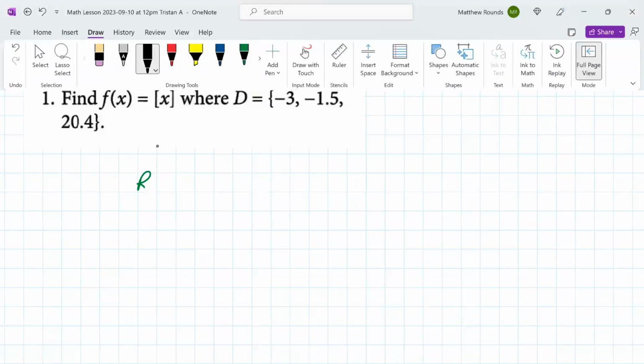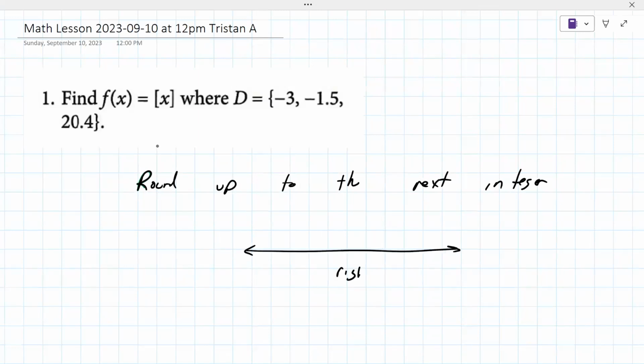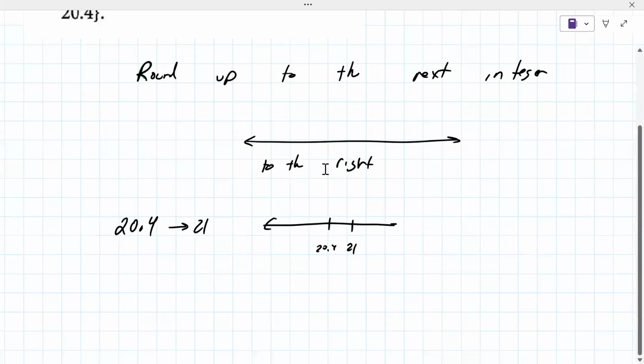color. You round up to the nearest next integer. And when I say next, you're going to the right, like on a number line, to the right. Okay, so let's do some easy examples. Let's do 20.4. If 20.4 is on a number line, this is going to round to 21 because it's the next integer to the right. Does that make sense?